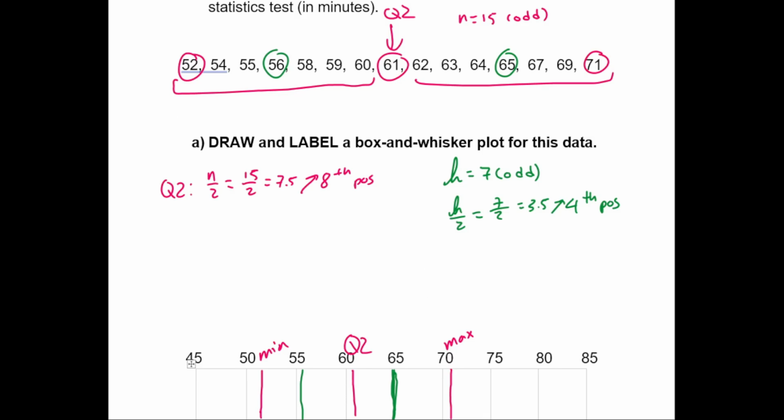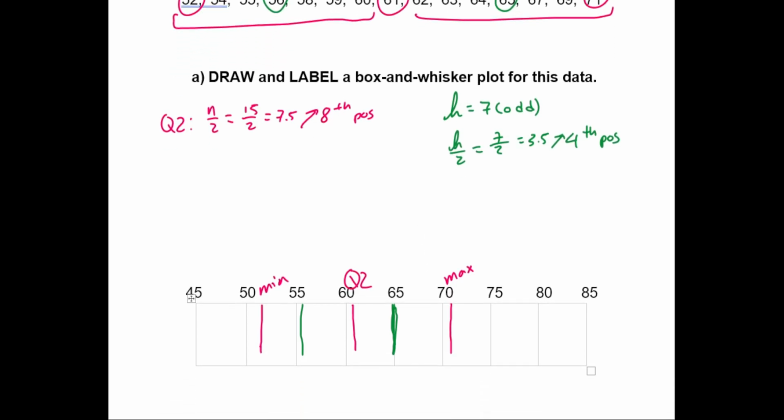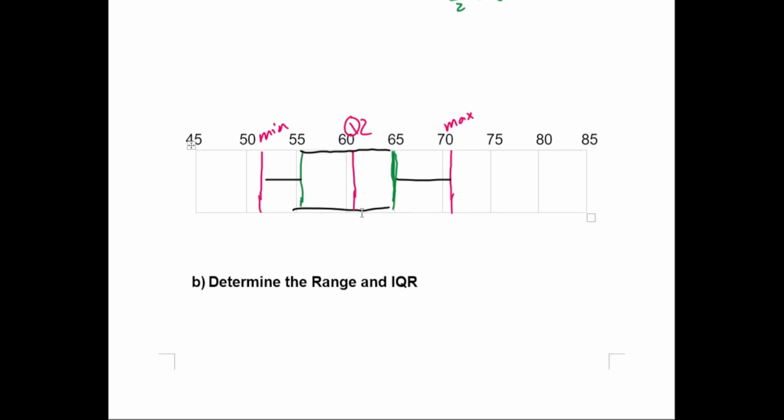And so we could just connect those like that. There you go. And maybe I'll just complete this line here, like that. So yeah, and we have a box and whisker plot.